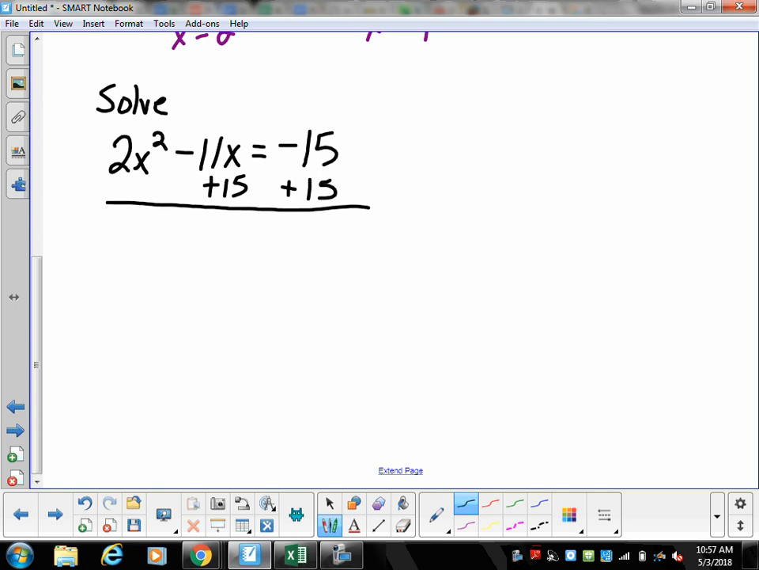So I need to move that minus 15 to the other side by adding. So 2x squared minus 11x plus 15 equals 0. So I got rid of the negative 15. So now what we're going to look at is the left side of that, the 2x squared minus 11x plus 15. And we're going to factor that just like we would have done the other day.